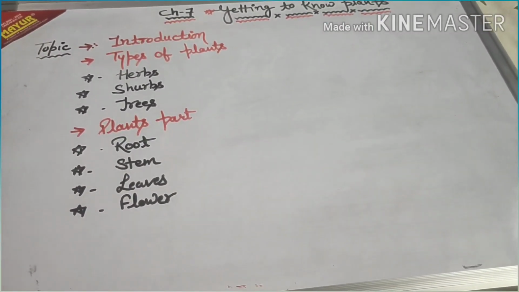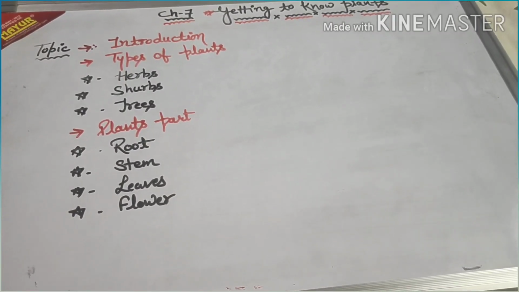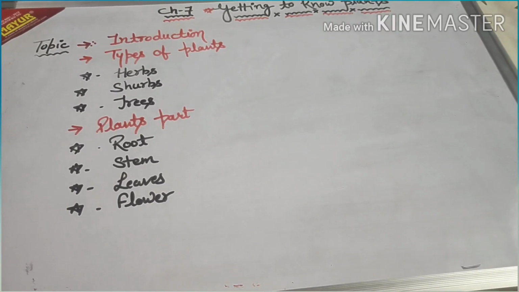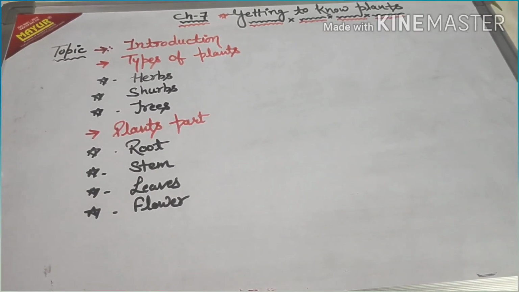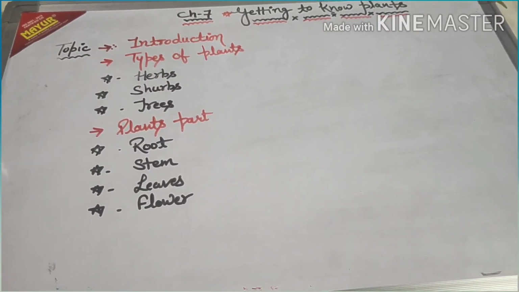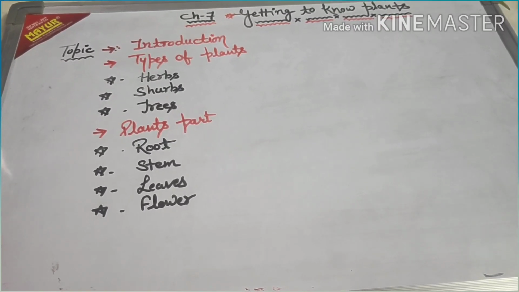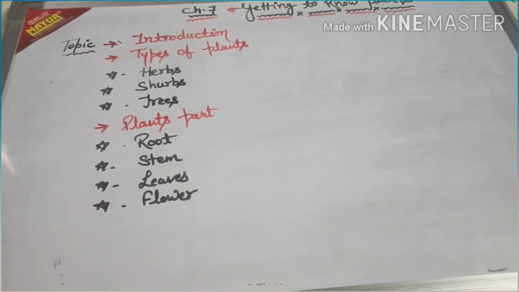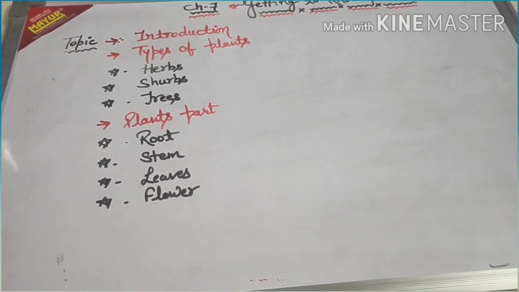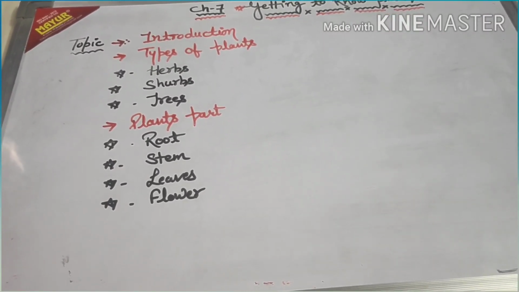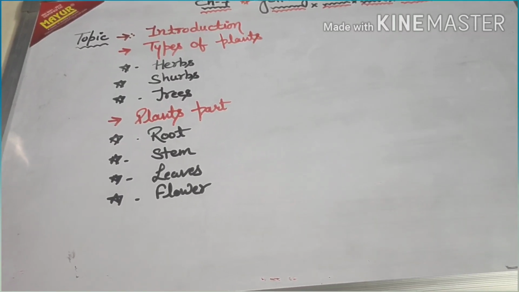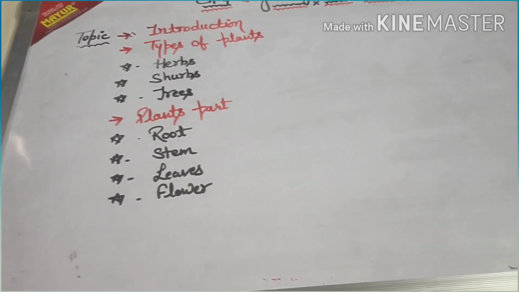So, today we are going to start our next chapter, chapter number 7, Getting to Know Plants. The topics to be covered in this chapter are: Introduction, Types of Plants, where we will discuss herbs, shrubs, and trees. The next topic is plant parts, where we will discuss root, stems, leaves and flower.